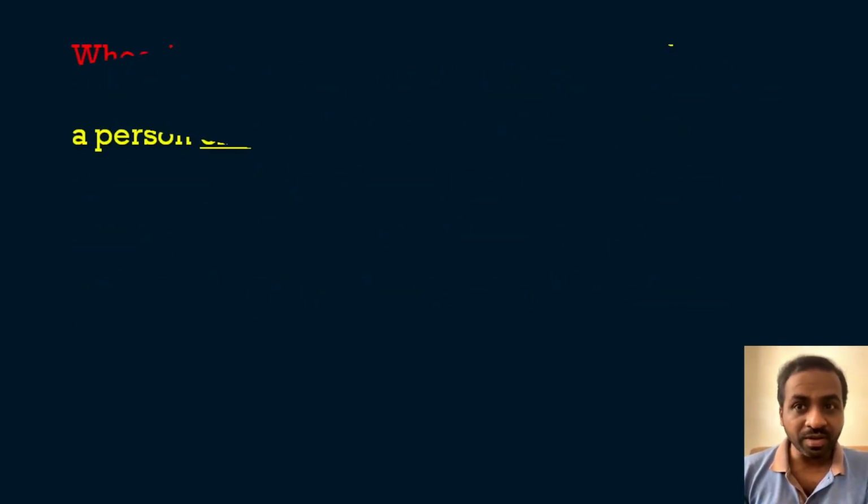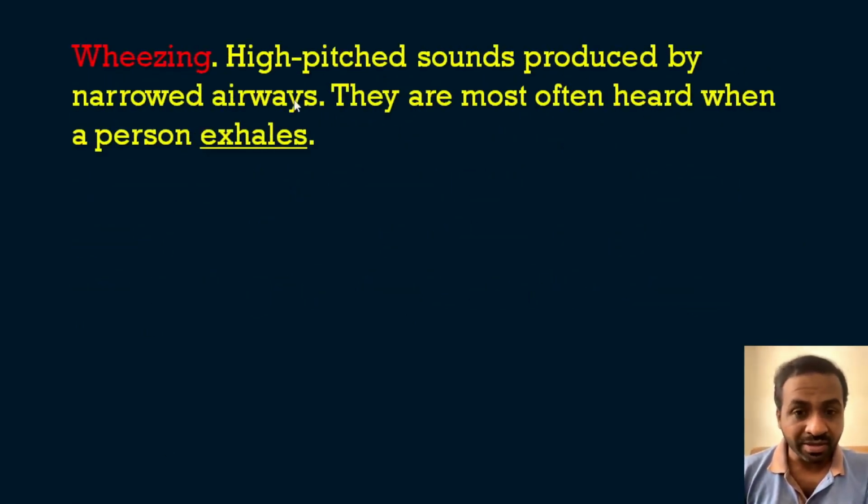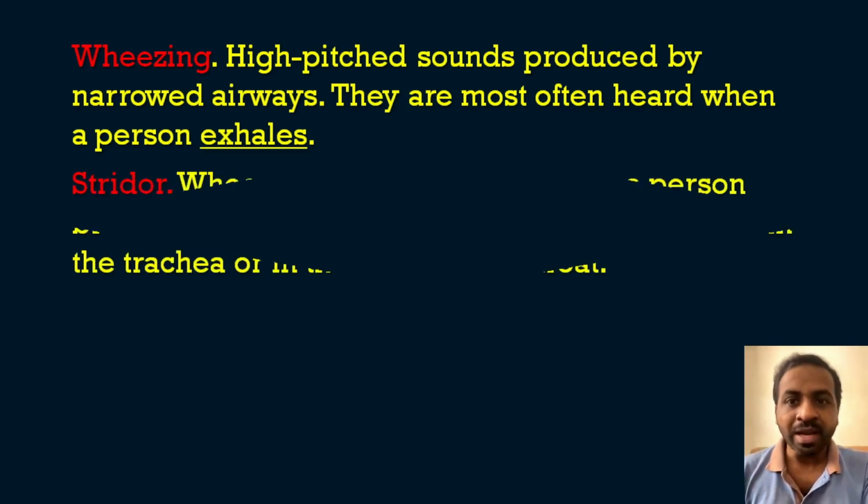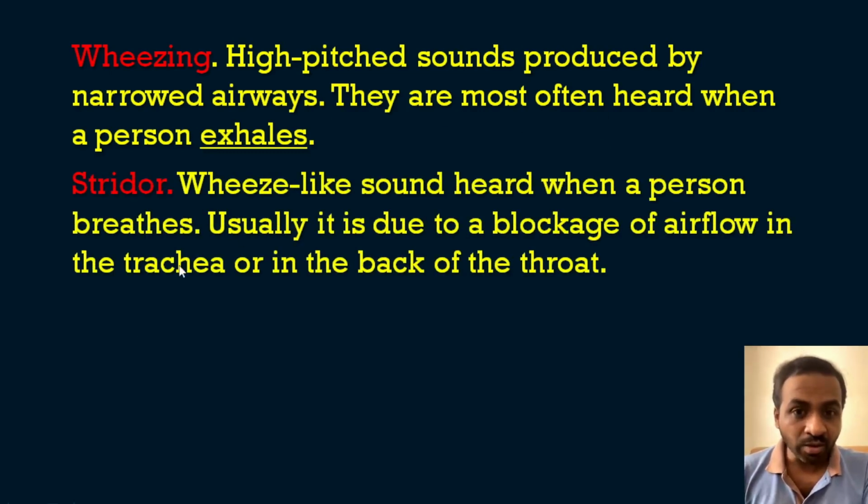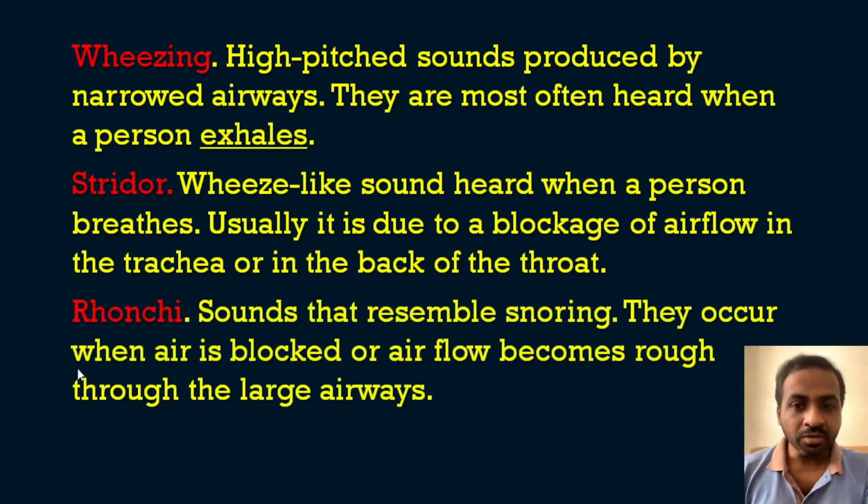The first option was the wheeze. So we know that wheeze is a high pitched sound produced by the narrowed airways. And they are most often heard when the person is exhaling, that is during the phase of expiration, not inspiration. Then another option was the stridor. Stridor also is a wheeze-like sound which is heard when a person breathes, and it is due to the blockade of the airflow in the trachea or in the back of the throat. And the other option was the rhonchi. So what is the rhonchi? Rhonchi sounds resemble that of snoring.